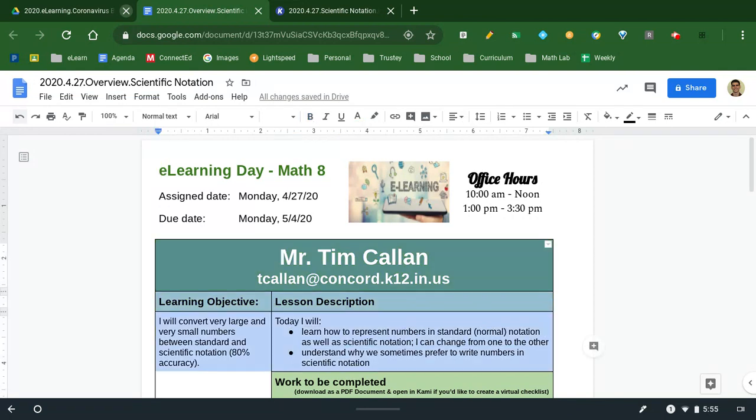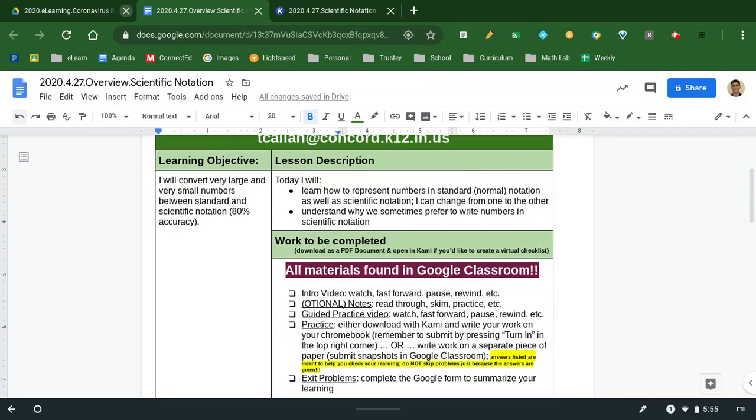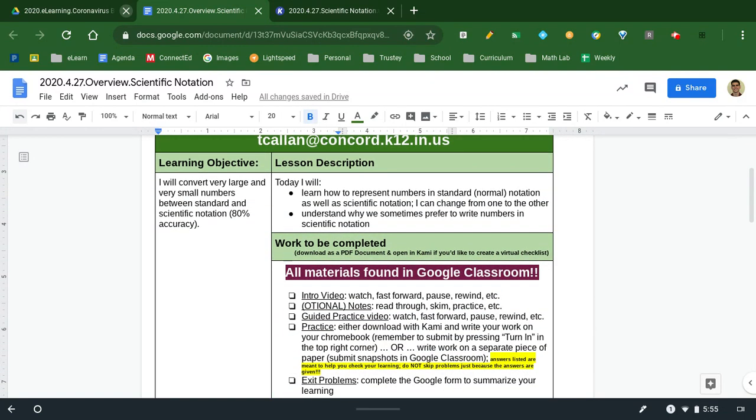Today our learning objective is going to be, I will convert very large and very small numbers between standard, that's normal, and scientific notation. So lesson description, learn how to represent numbers.